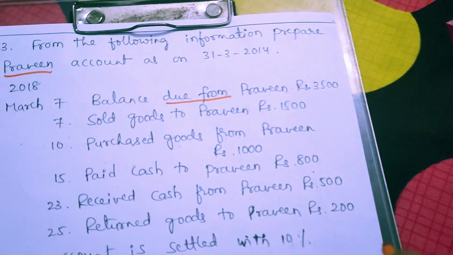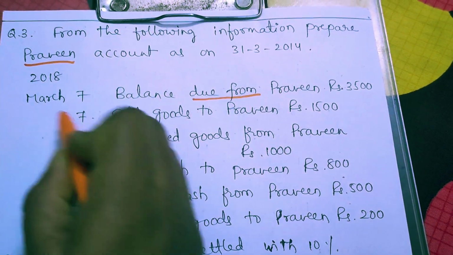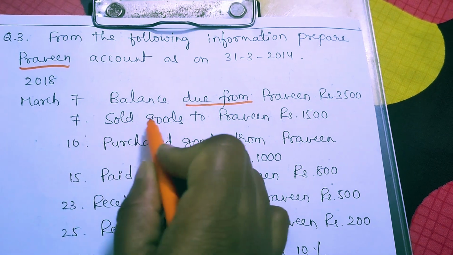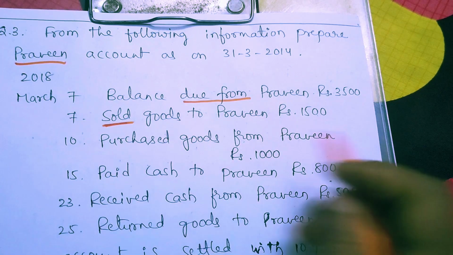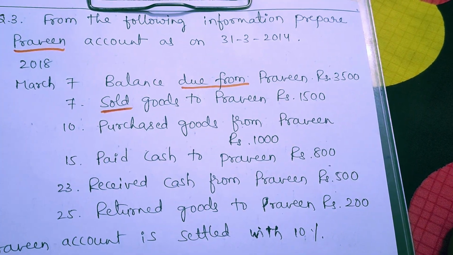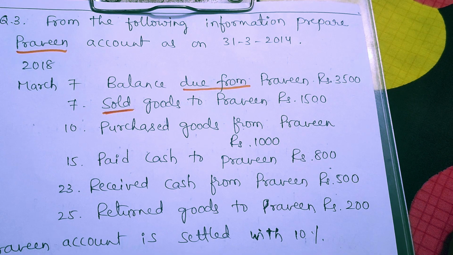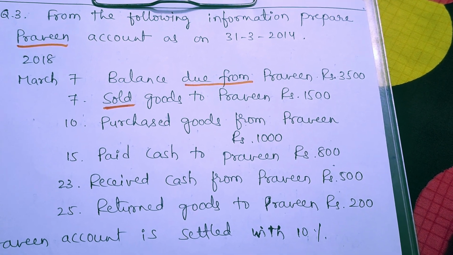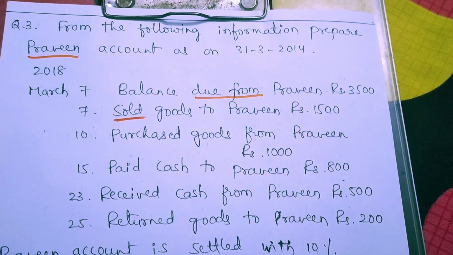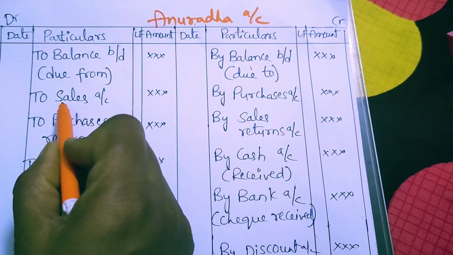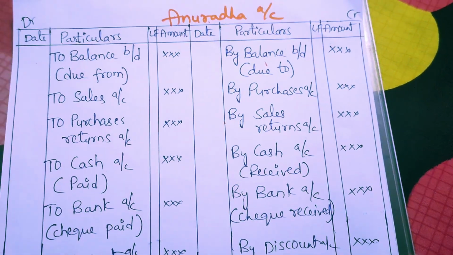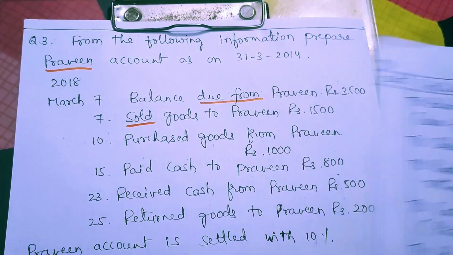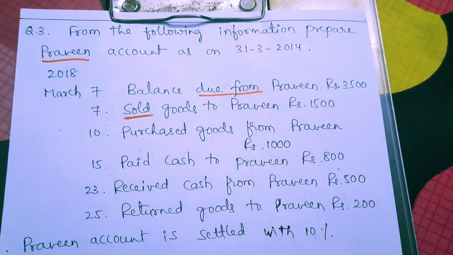And let us see the next one. March 7th, sold goods to Praveen 1,500. Sold means sales. Here the business is selling goods to Praveen, 1,500 worth of goods. So which side do we have to record? Let us look at the format. Okay, so sales on the debit side. So let us record sales on the debit side. That is also a sale, so we should record it on the debit side.